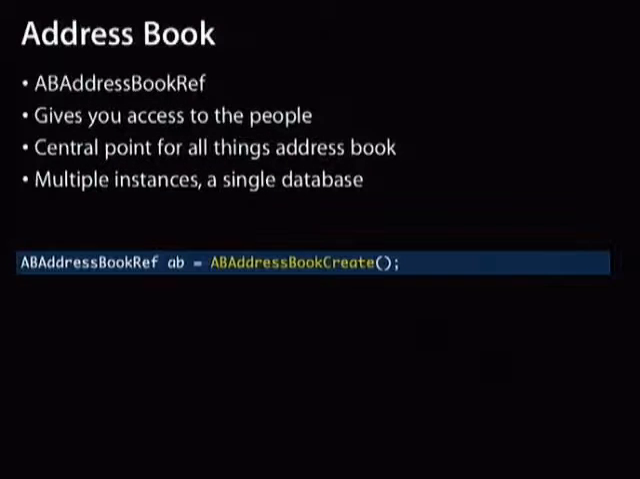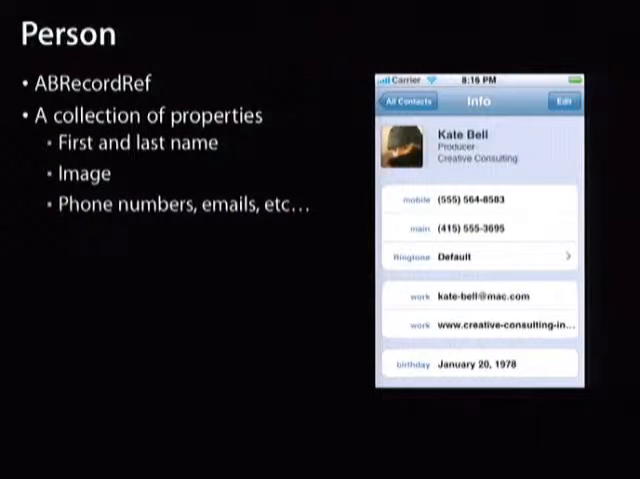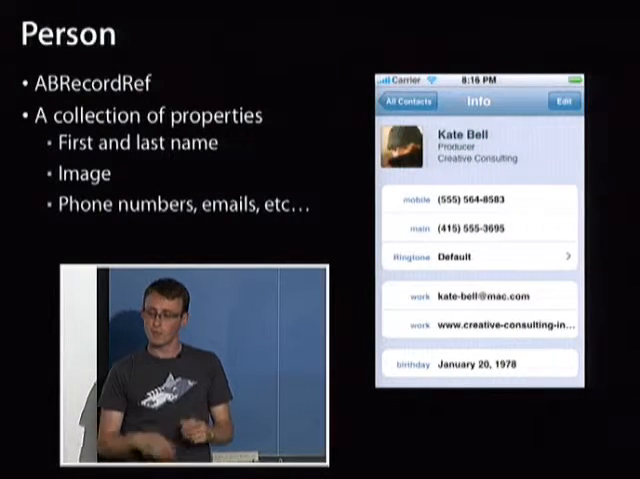All right, so that was the first line of it. You have this address book reference. Now we need to actually do something with it. We want to search for people. So let's take a look at the people. What are people on the phone? We have this other class called ABRecordRef. And it represents the people.